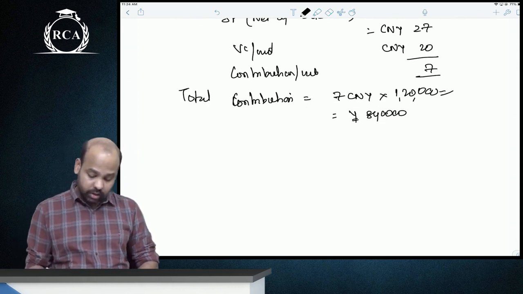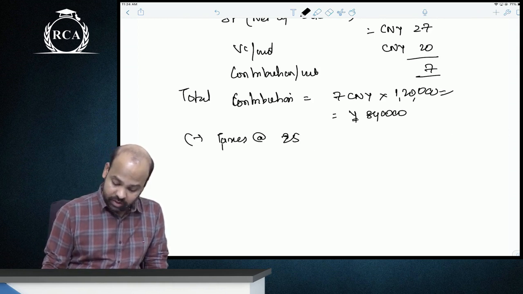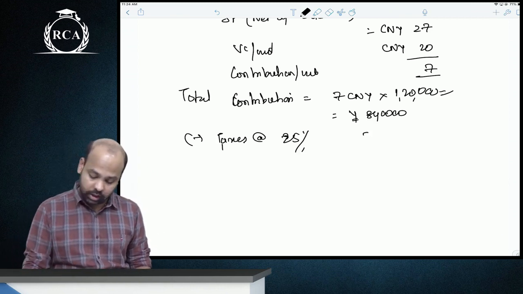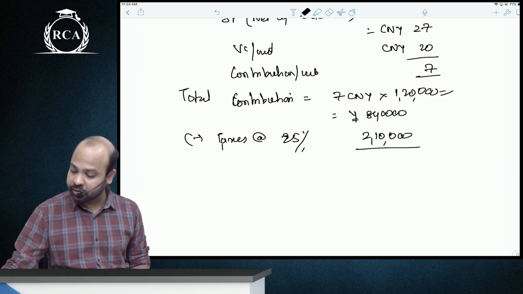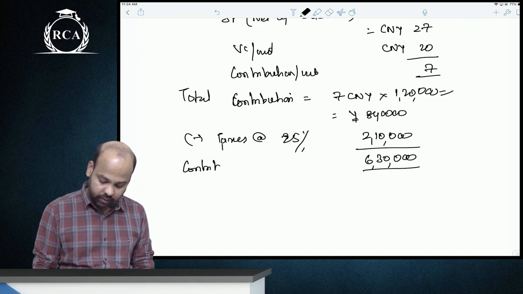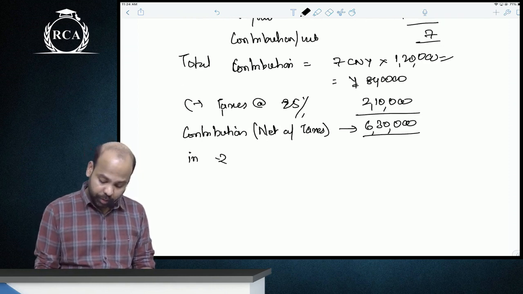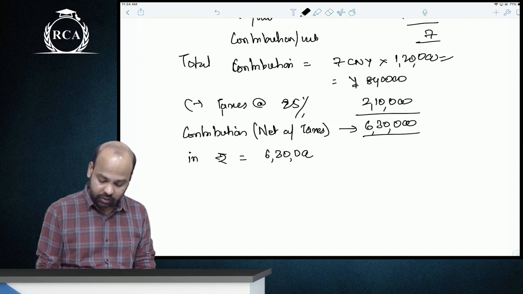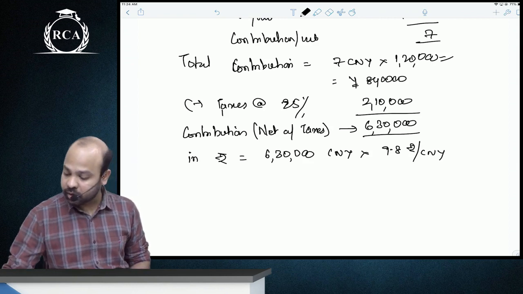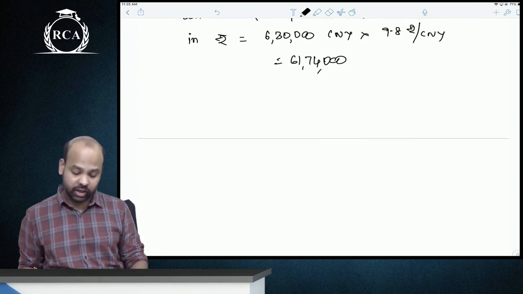After we do this, guys, remember in net of taxes, less taxes at the rate of 25%, a low tax country, 2,10,000. So net of taxes, this is 6,30,000. Contribution net of taxes is 6,30,000. Are we clear about this? So if you want in rupees, you will have to multiply 6,30,000 Chinese yuan with 9.8 rupees. And that would be 67,74,000. Now we will be able to arrive at the exact financial impact as such, guys.